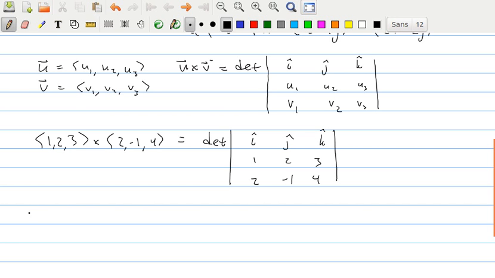Now to expand this determinant out, we're going to start with the top row. And remember the signs alternate, plus, minus, plus. So we start out with i times the determinant of a 2 by 2. And the 2 by 2 is determined by taking the i, covering it up, and everything in the same row or column as the i. So the only stuff left over is 2, 3, negative 1, 4. That's what will go in this 2 by 2.